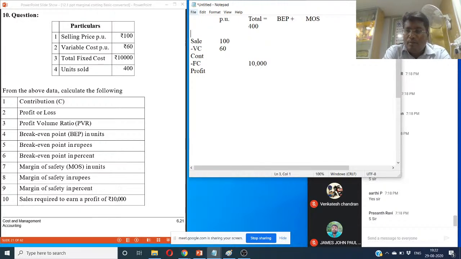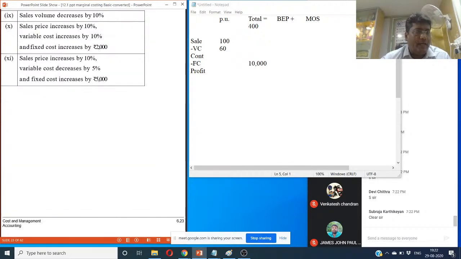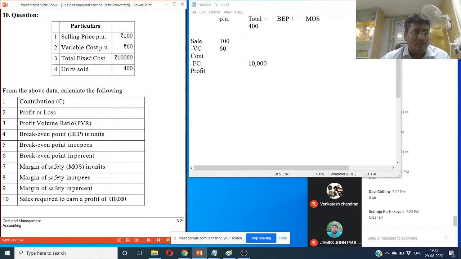Hereafter, you message me to continue. If it is clear, I'm going to work out. So here, first contribution calculation, second profit or loss, third profit volume ratio, BEP in units, rupees, percent, MOS. So it's going on. 15th, 14th has two subdivisions. In 15th we have almost 11 subdivisions. Ellathaiyum namma handle panrom. Almost 20-30 concepts are going to be worked out here. Yeah, slow-a naan work out panitu varen.